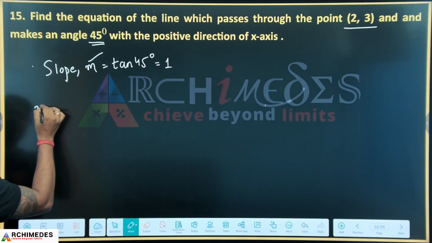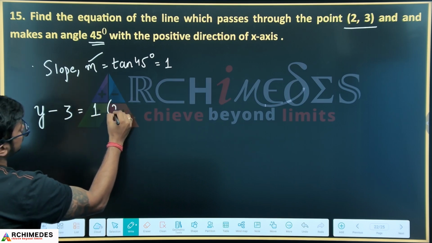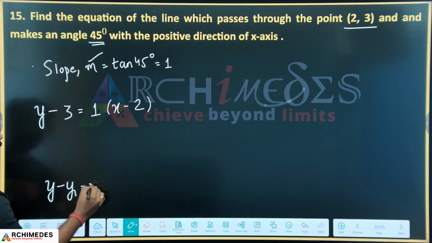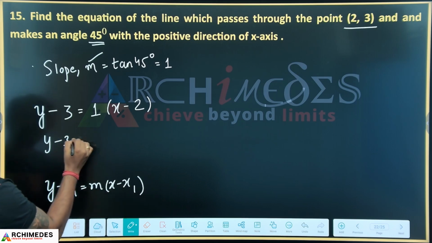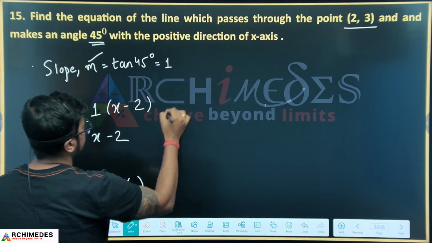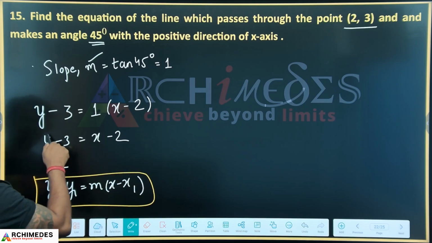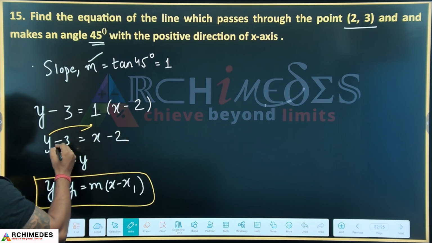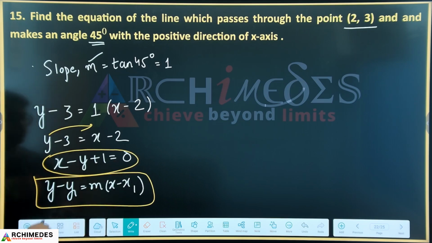So what is the formula? y minus y1, that is 3, is equal to slope m into x minus x1, that is 2. Am I clear which formula I am applying? Point-slope form. So y - 3 = x - 2. So x as it is, putting y over there it is minus y, and putting minus 3 over there, plus 3 minus 2 is plus 1. So this is the equation of the straight line. So copy this.